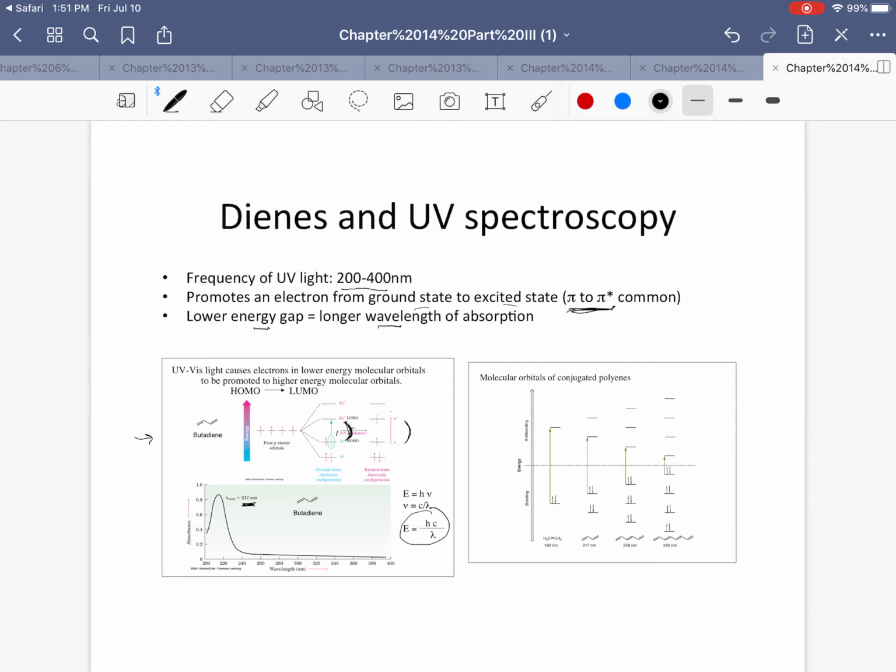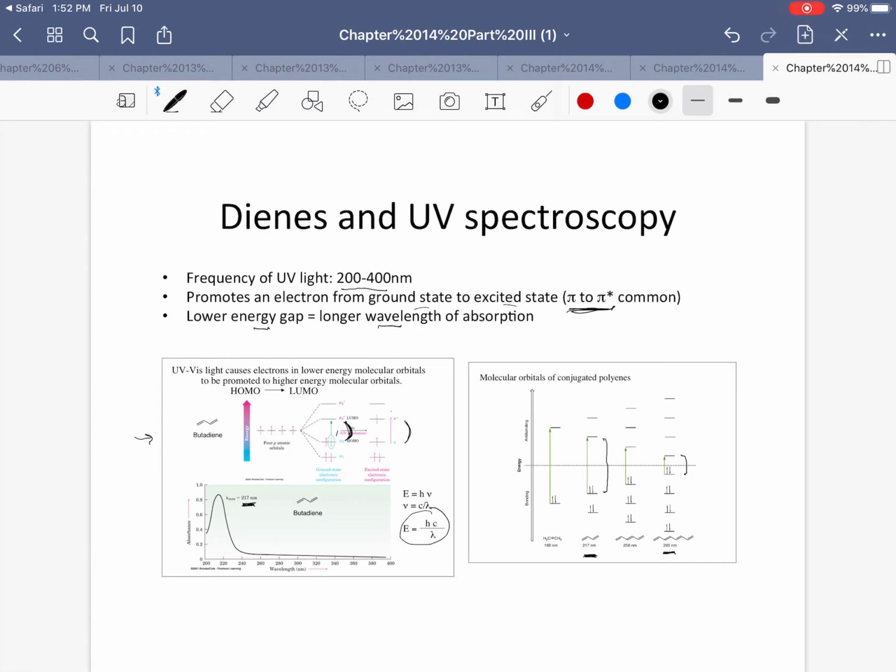If you look over here on the right, you can see a comparison where the second one is 1,3-butadiene. You've got this energy gap. As you increase conjugation, that gap gets smaller. So if I went to the one farthest to the right, where there's 4 alkenes conjugated, now it's all the way up to 290 nanometers.